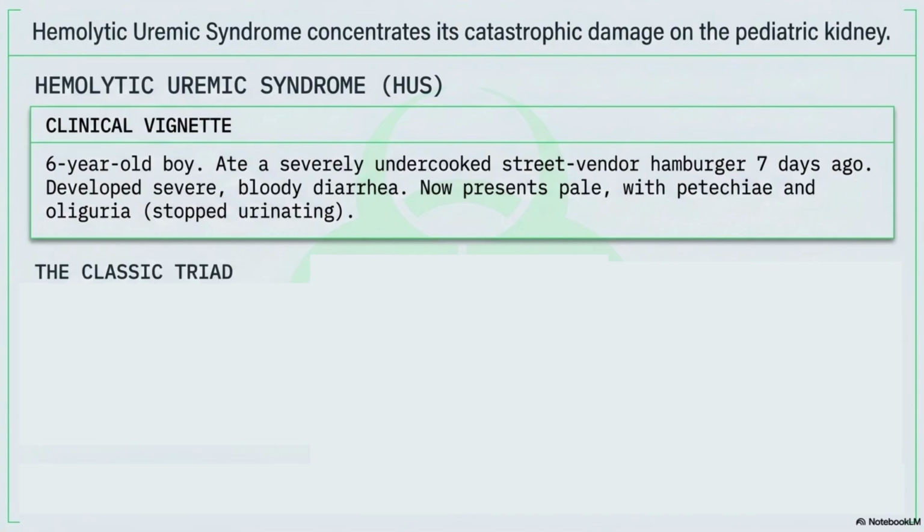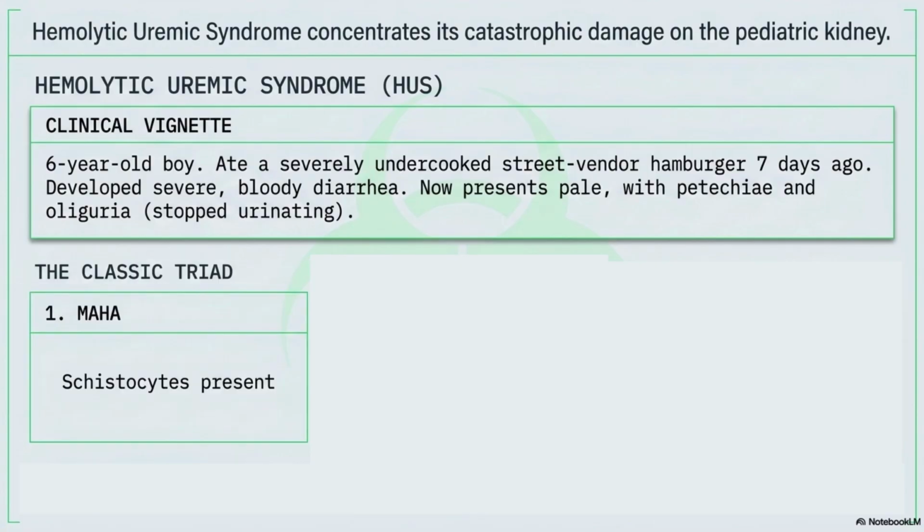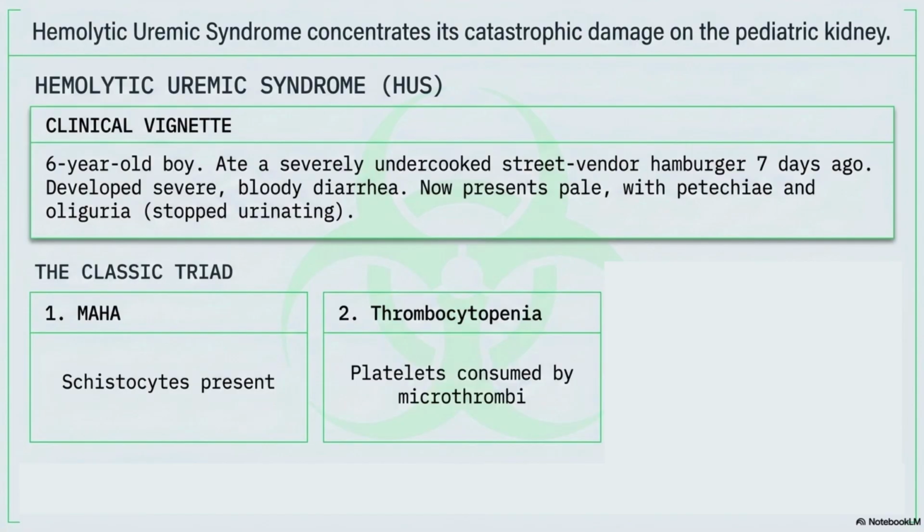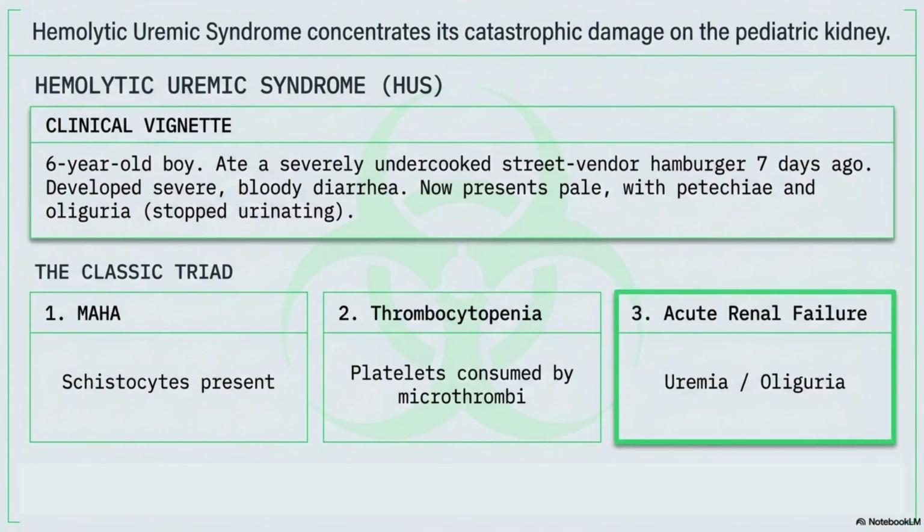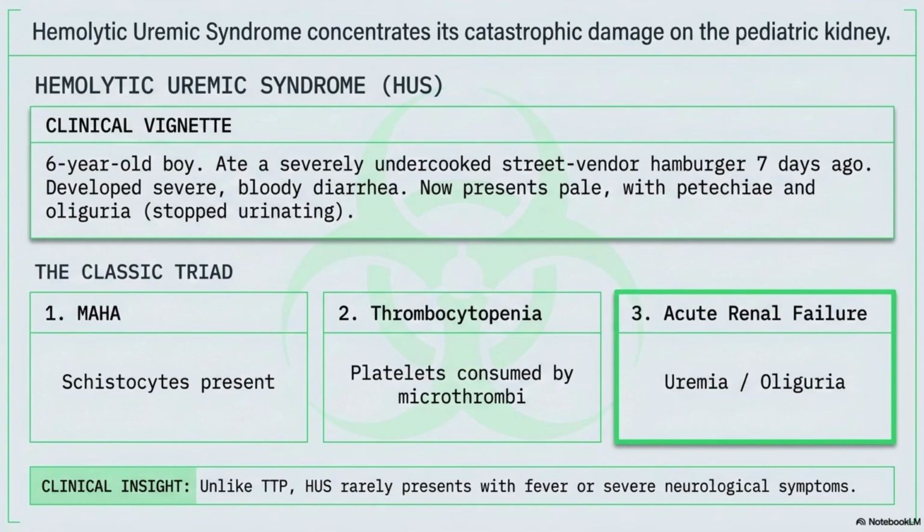This forms the classic triad. First, MAHA confirmed by schistocytes. Second, thrombocytopenia from platelets consumed by microthrombi. And third, and most important, acute renal failure presenting as uremia and oliguria. Here's your clinical insight. Unlike TTP, HUS rarely presents with fever or severe neurological symptoms.